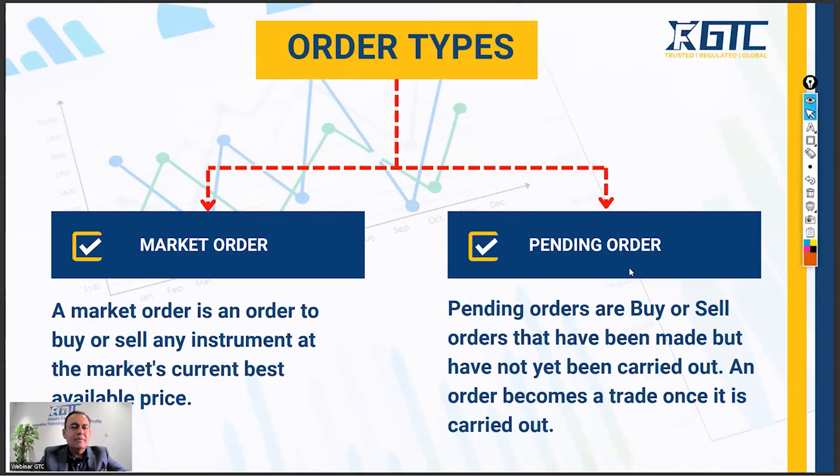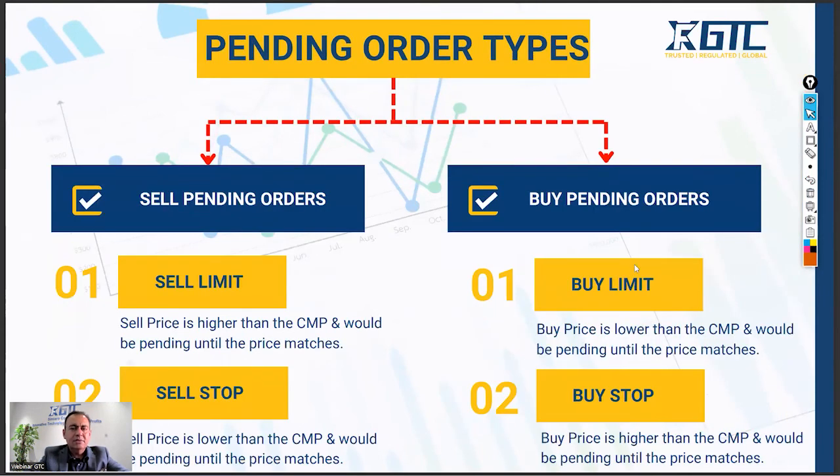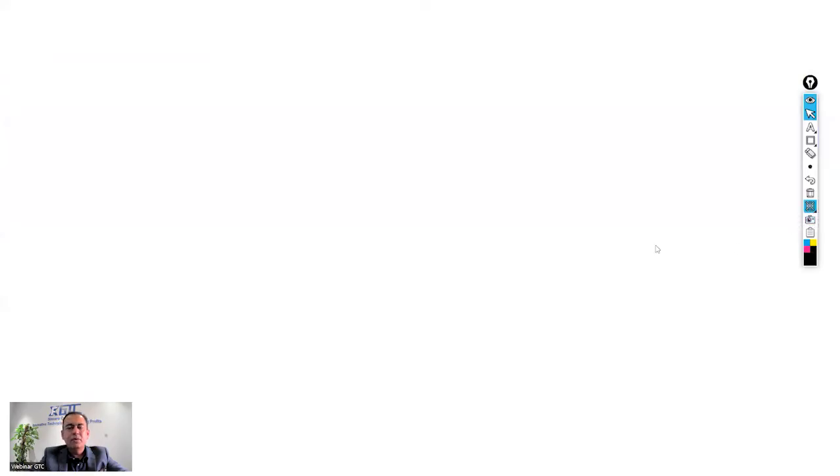So let's understand different types of pending orders. We have two types of sell pending orders. Number one is a sell limit order. Now, what is a sell limit order? Whenever I'm going to put a sell limit order, let's say this area is the current market price. I don't want to sell right away. I don't want to sell at this level, which we can say is the level of 100. I want to sell at the level of 105.